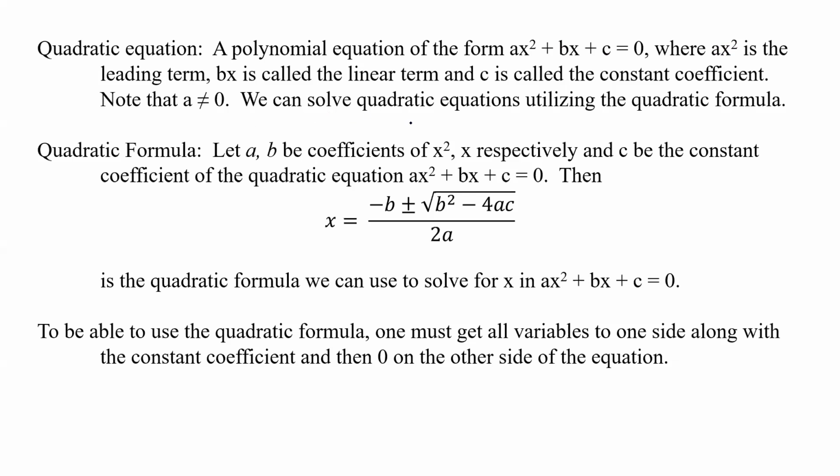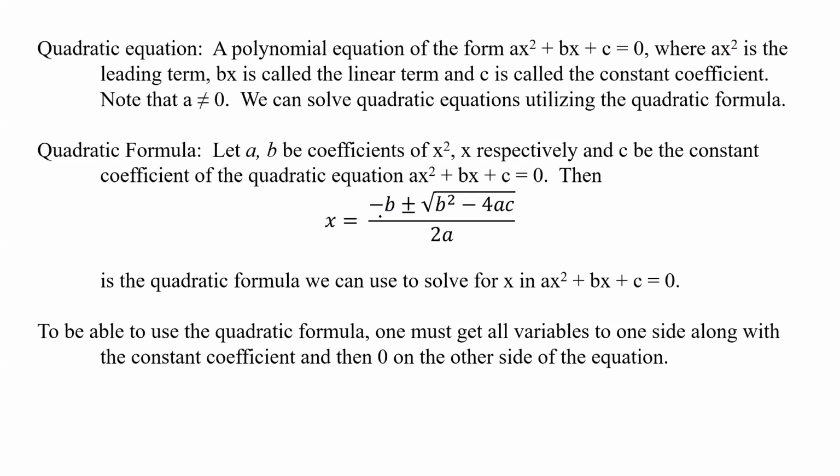Now we can solve quadratic equations utilizing the quadratic formula. And the other way we've done it in the past is we'll factor the trinomial and we get our factors that way. But now we're going to look at using strictly the quadratic formula. All right, well, what is the quadratic formula? So if we let a and b be the coefficients of x squared and x respectively, and then c be the constant coefficient of the quadratic equation ax squared plus bx plus c equals 0, then we can solve for x. Now again, it has to be in this order.